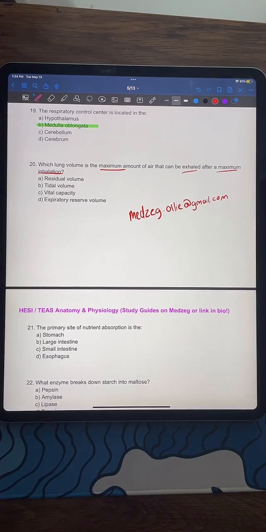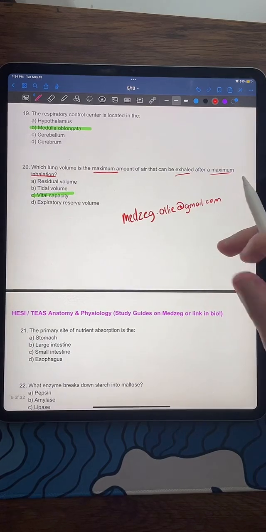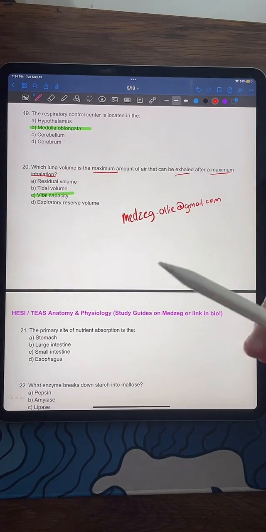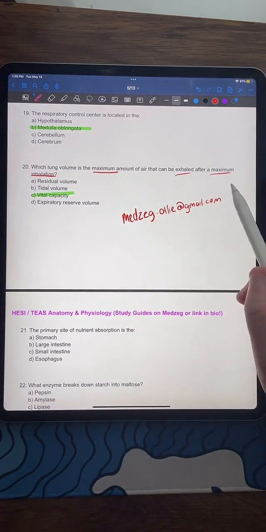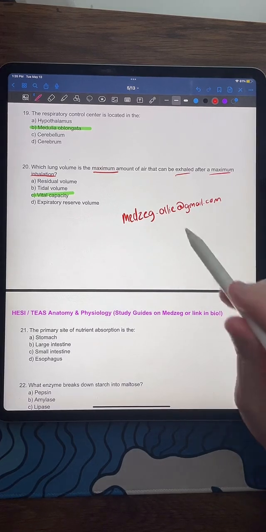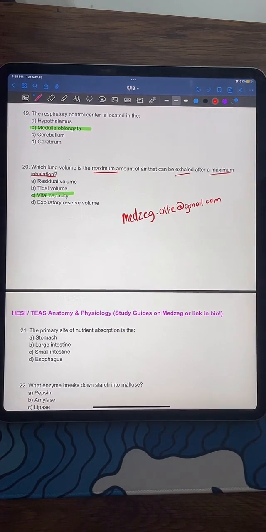But number 20, the answer is C. It is the vital capacity. So vital capacity is the total or maximum amount of air exhaled after a maximal inhalation. Residual volume is the air that would be remaining in the lungs after a maximal exhalation. Tidal volume is the normal amount of air that's in and out during regular quiet breathing. Expiratory reserve volume is additional air that can be exhaled after a normal exhalation. It would not include the inspiratory capacity, though.